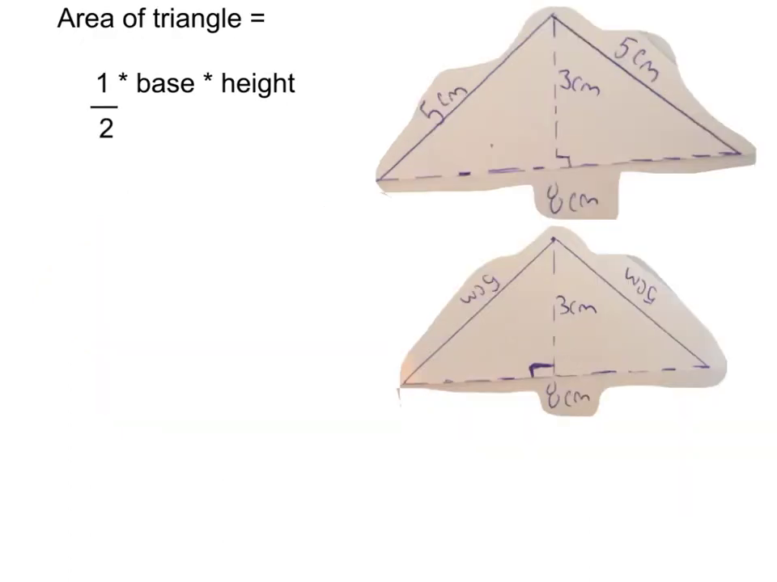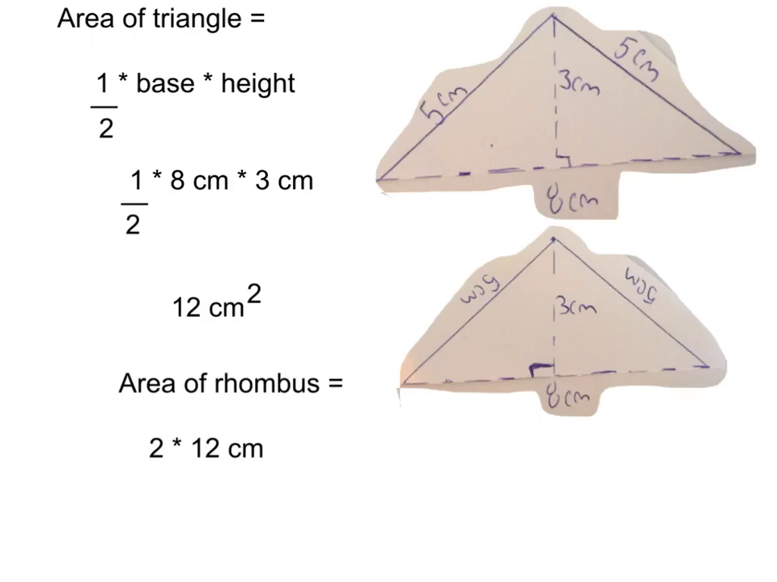Notice that I rotated both of our triangles so that they are facing the same direction. And our base in this case is just 8 centimeters, and our height is 3 centimeters. And 1/2 times 8 centimeters times 3 centimeters gives us 12 centimeters squared, which is the area of one of the triangles. We need the area of both triangles because we want the area of the whole rhombus. So we just multiply 12 centimeters squared by 2 because that will give us the area of both triangles. And 2 times 12 centimeters squared gives us 24 centimeters squared, which is the area of the rhombus.